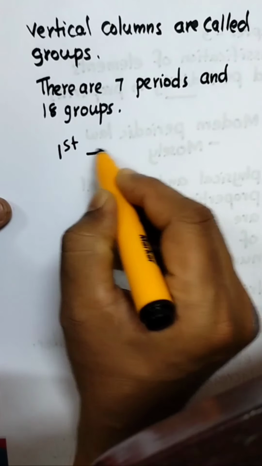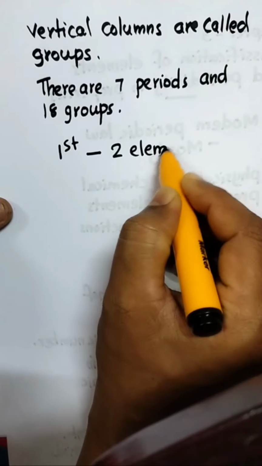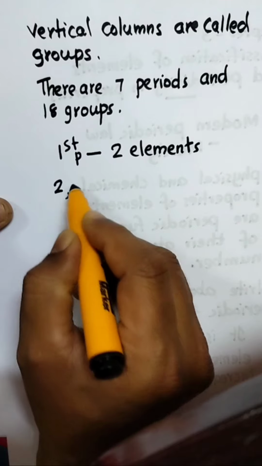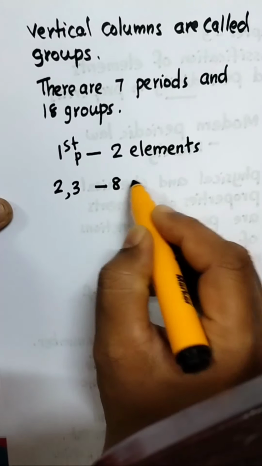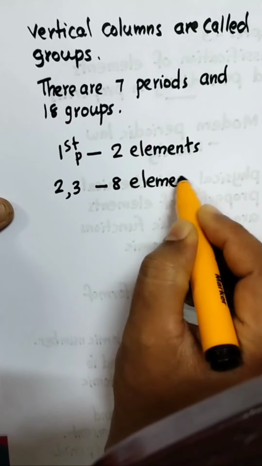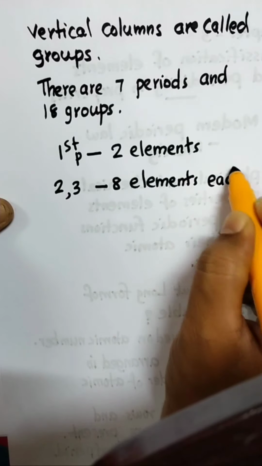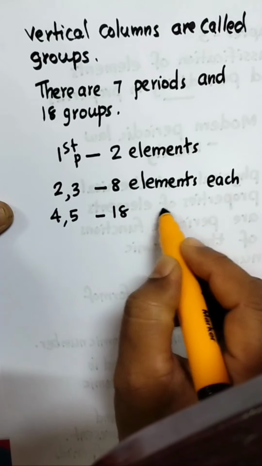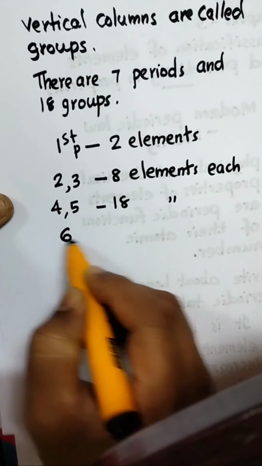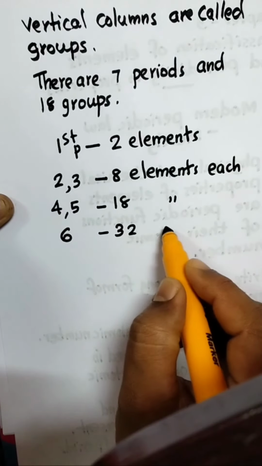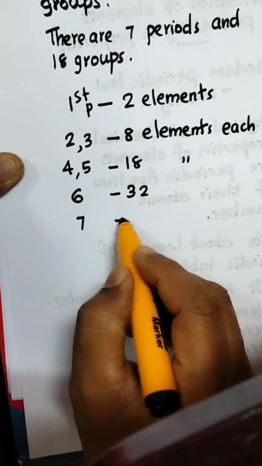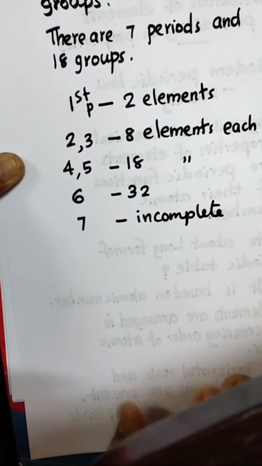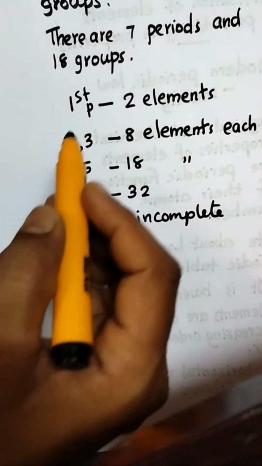First period contains two elements. Second and third periods contain 8 elements each. Fourth and fifth periods contain 18 elements each. Sixth period contains 32 elements. Seventh period is an incomplete period. These are periods in modern periodic table.